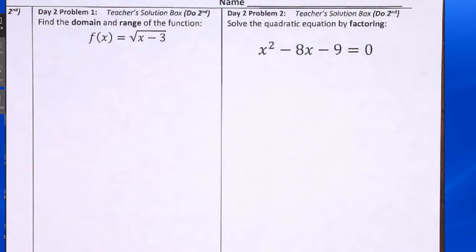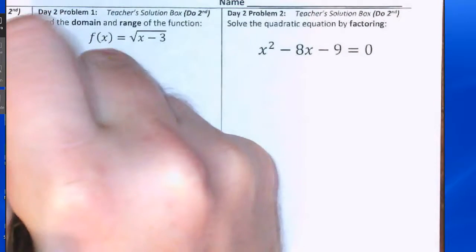Here's the answer for day 2, problem 1. Find the domain and range of this function. F of x equals the square root of x minus 3. Start by finding the domain.